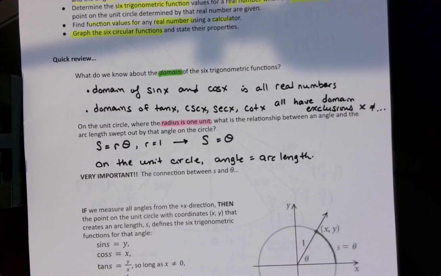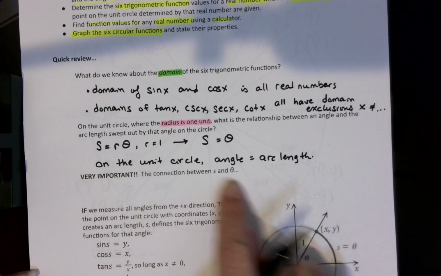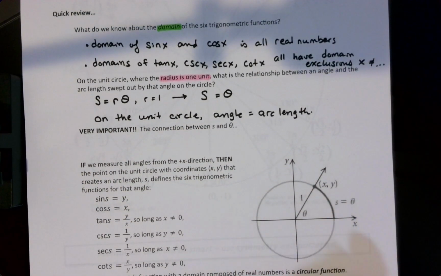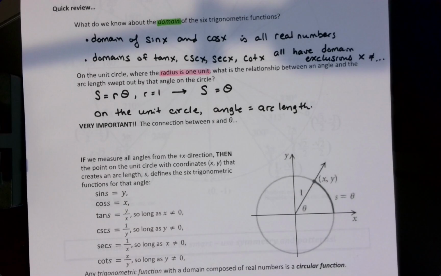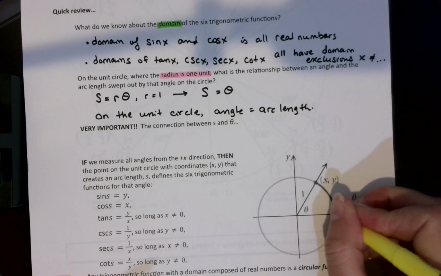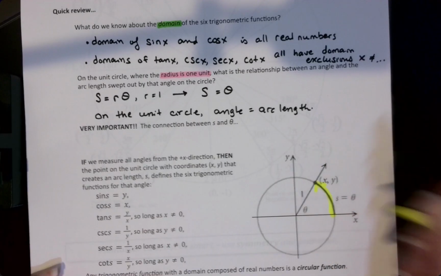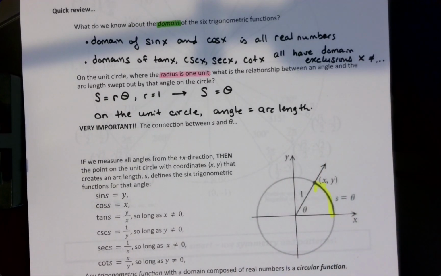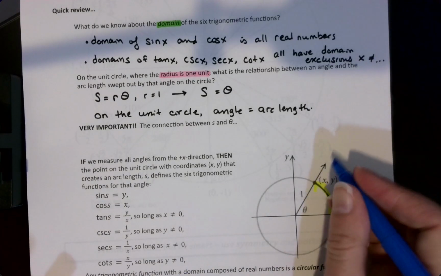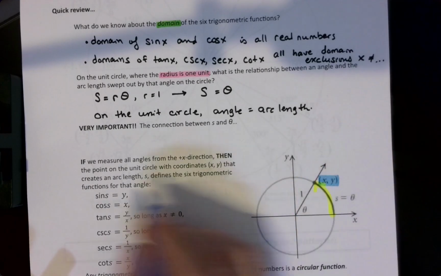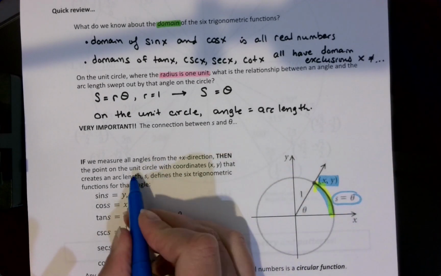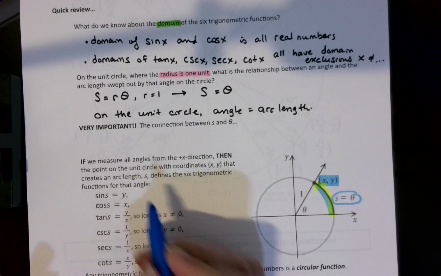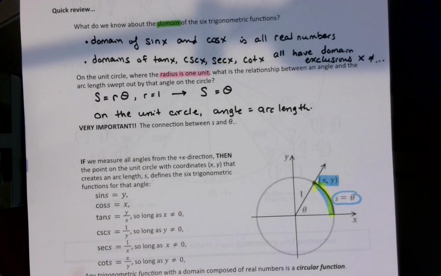Okay. So that's the important connection between s and theta here. So if we measure all of the angles from the positive x direction, so that's our direction that goes counterclockwise from the positive x-axis, then the point on the unit circle with coordinates x, y creates an arc length s equal to theta that defines the 6 trigonometric functions for that angle.